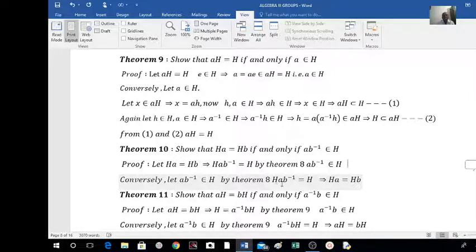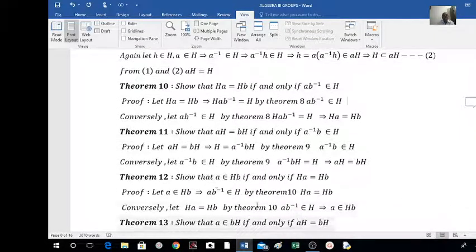That is, H a b inverse is equal to H. Operating by b on both sides, the left-hand side becomes H a, since b inverse b is e, equal to, here, H b. So this implies HA equal to HB. This we have proved using theorem 8. In a similar way, theorem 11 is similar to theorem 10. In theorem 10, the right quotients are equal and a b inverse belongs to H. In theorem 11, the left quotients are equal, then a inverse b belongs to H.